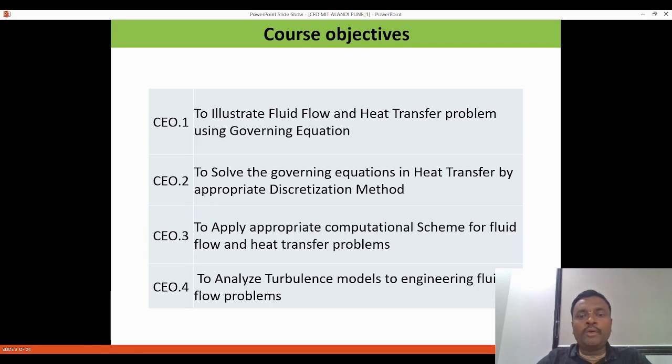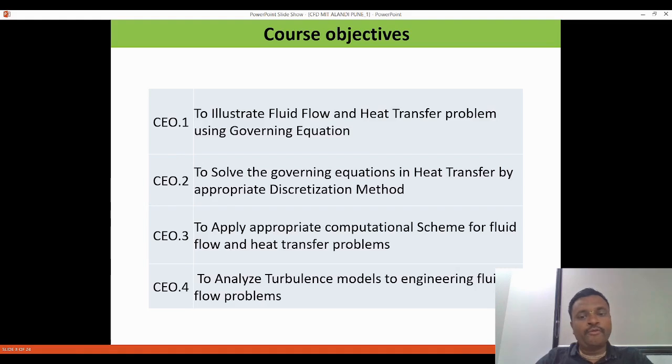If you want to be a good CFD engineer, you should have a thorough knowledge of the governing equations. And by using discretization as the method, you will be solving these governing equations. There are three ways: the finite difference method, the finite volume method, and the finite element method. All these three methods you have studied in the previous course, FEA, finite element analysis. Here we will be focusing on the discretization method related to heat transfer, that is conduction, convection and radiation.